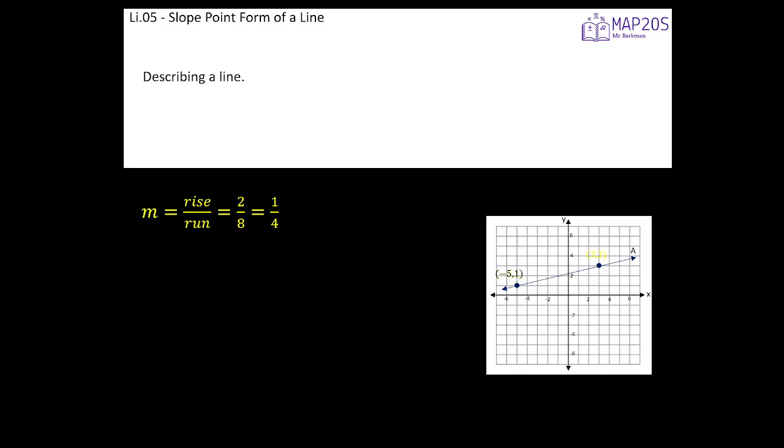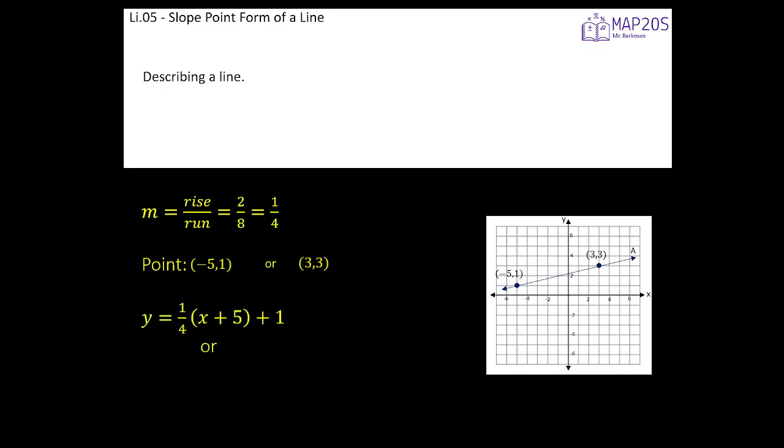Now, we actually have 2 points we could use, but I'm going to say let's use -5, 1. Or we could use 3, 3. Either one of them is going to work when we create the line. And again, I'm going to show you how they both give us the exact same equation.